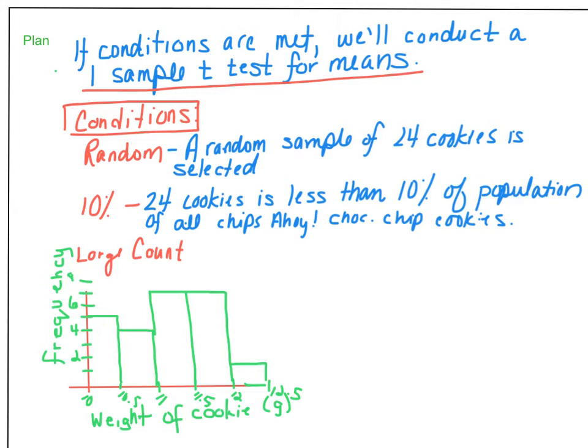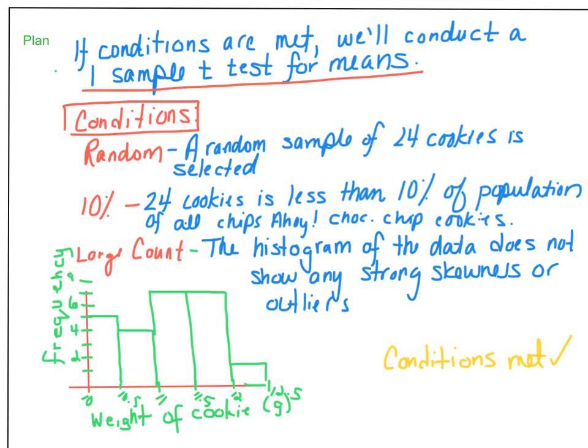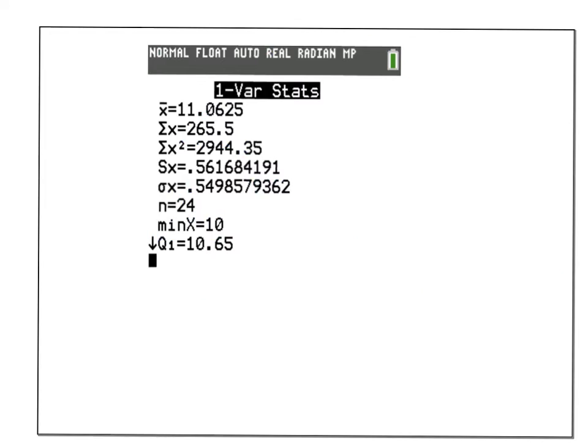So my X scale is set to 0.5 and my starting bin is at 10 to create the histogram you see on your screen. And then I address the large counts condition by saying that the histogram of the sample data does not show any strong skewness or outliers. So since my conditions are met, I'm going to proceed with my one sample t-test for means. So you're going to get your sample mean right here, and you're going to need your sample standard deviation.